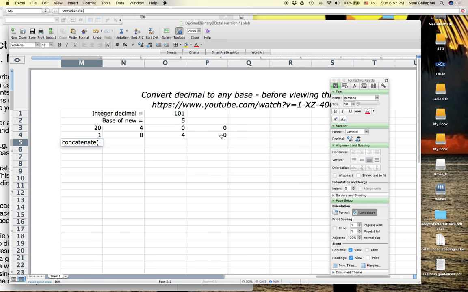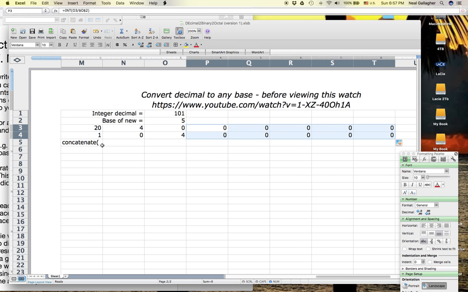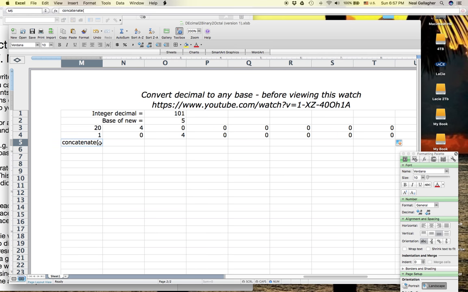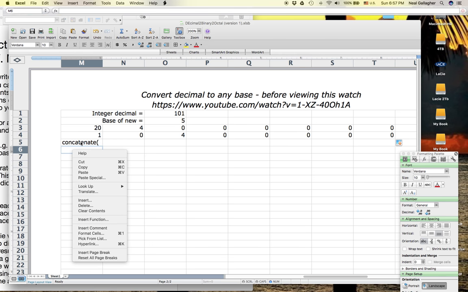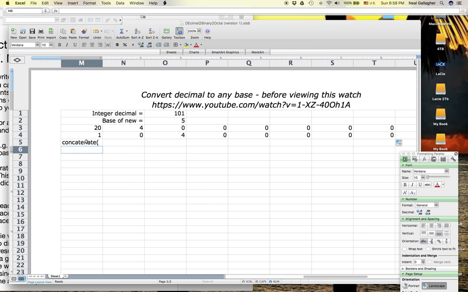Now I generally wouldn't know that it ends at 4, so I might add all of these out here, for example. Here, let me just extend those out to T, and they're all 0. So I might then concatenate these numbers backwards. I'll assume here I have 0, so I concatenate this. Not in the concatenate anymore, am I? Yeah, concatenate there.